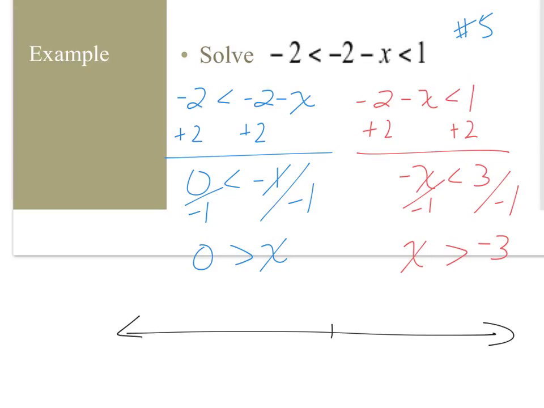So when I go along to graph this, I'm going to use my 0. 1, 2, 3, 1, 2, 3. And I'm going to have x is smaller than 0. And I have an open circle at 0, and x is smaller.